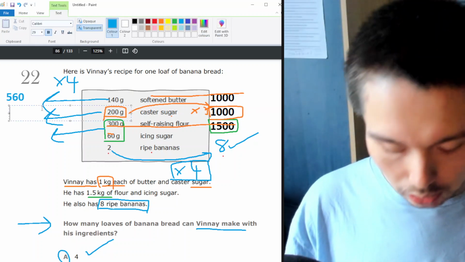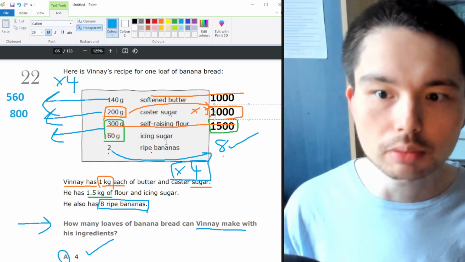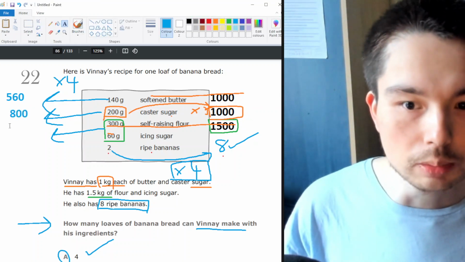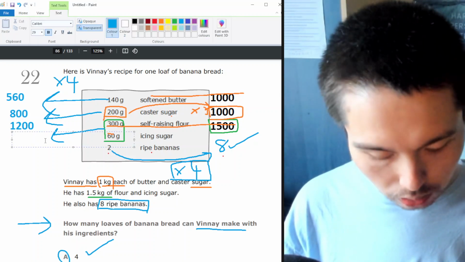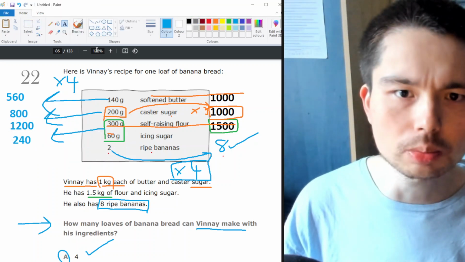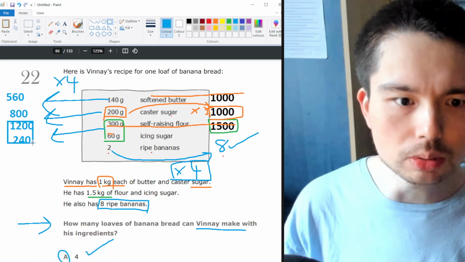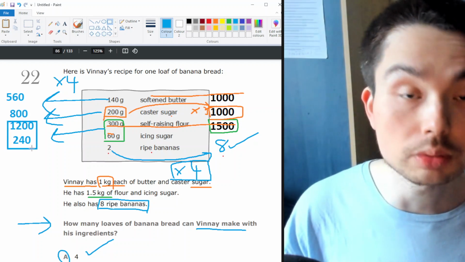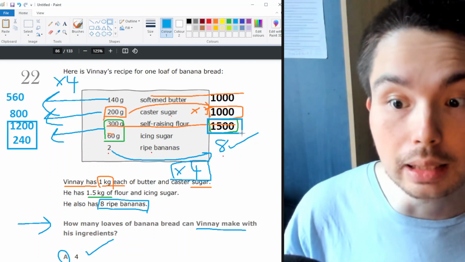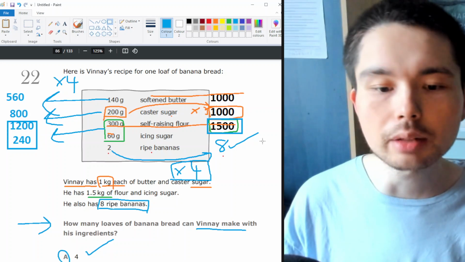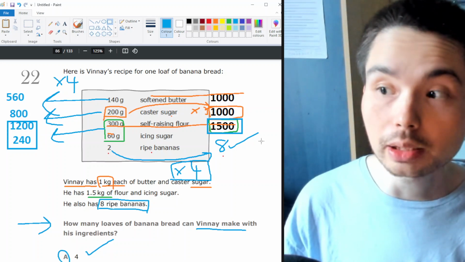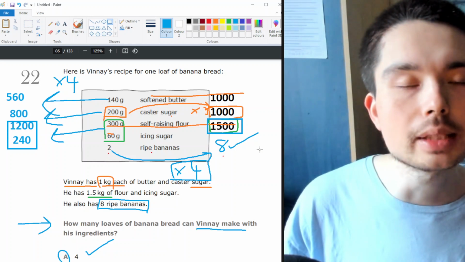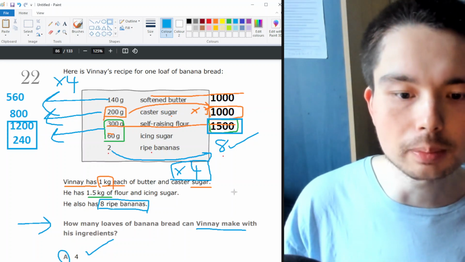200 times 4 is 800. Are we good? Yes, because we've also got 1,000 of sugar. 300 times 4, 1200. This one, 60 times 4 is 240. That's the hardest one. You see, in the real exam, I might even ignore that bit. 1200 plus 240 is 1440, and that is less than 1500. So that is everything. What a fantastic question. By paying attention to the right numbers, we can get this, I would say, in 10 to 20 seconds. Next one.